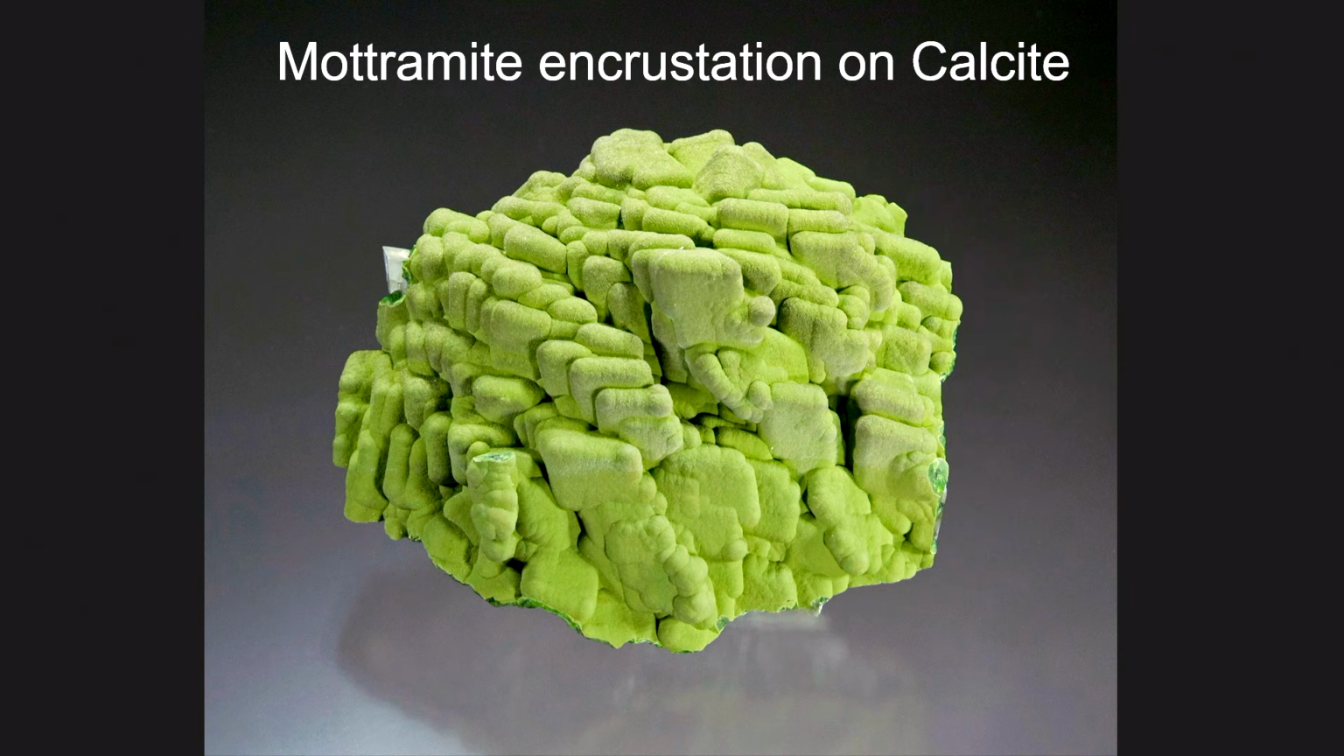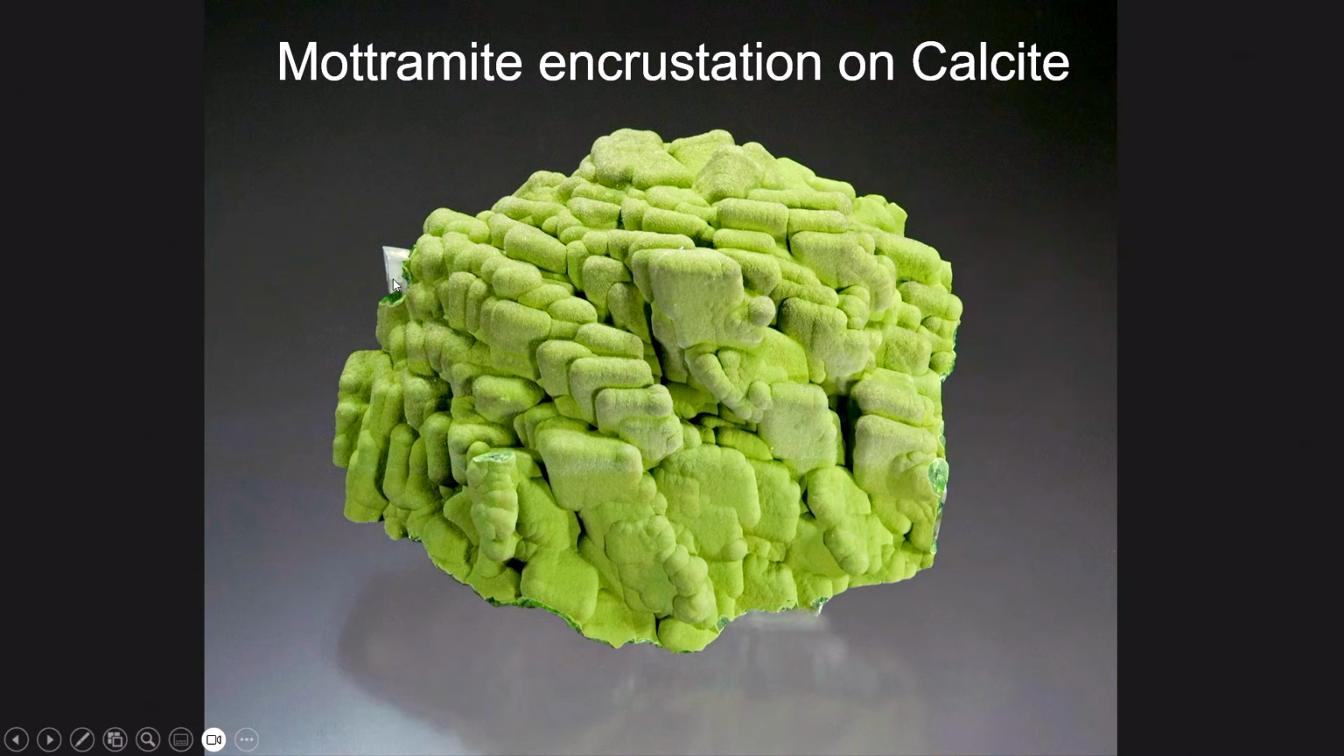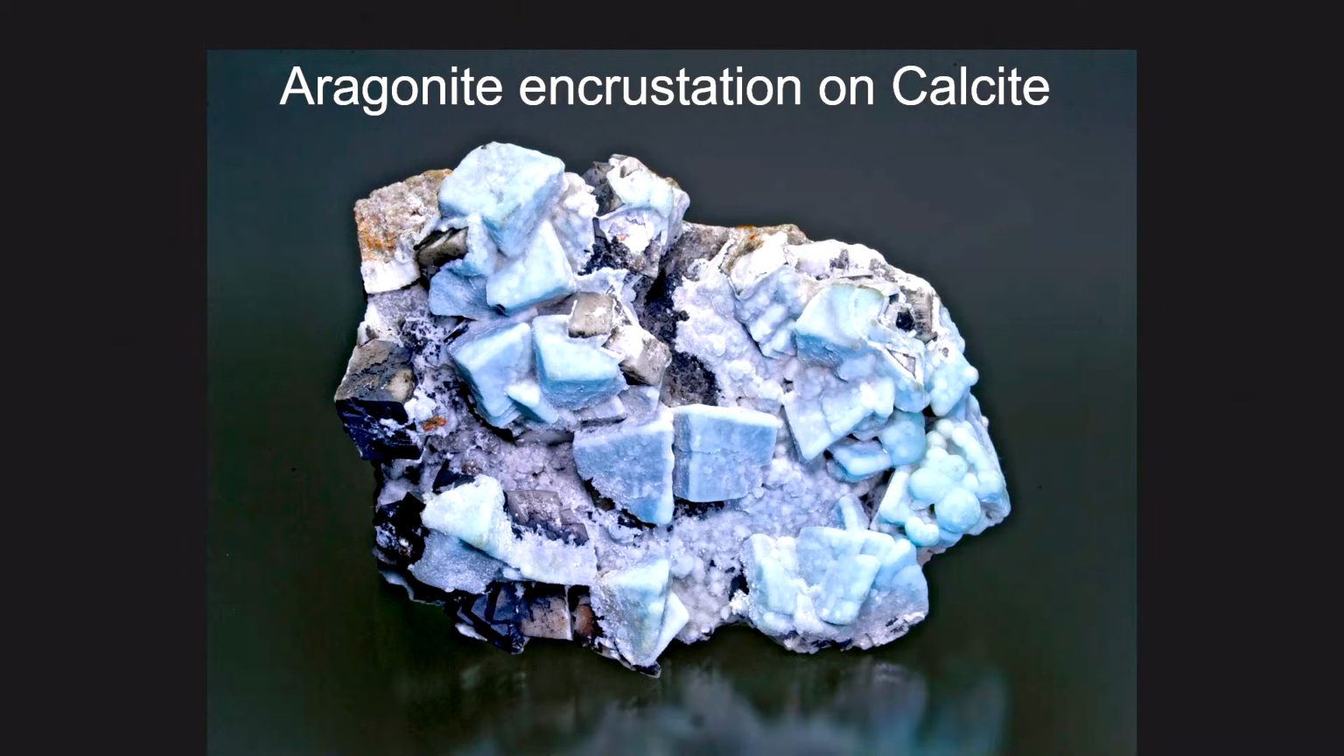You can see that the overall specimen has the appearance of rhombohedral crystals in a subparallel arrangement, and on the left side one can see the point of one rhombohedron of calcite peeking out from the back of the specimen. Here we have duftite encrustation on calcite, and here we have aragonite on calcite.